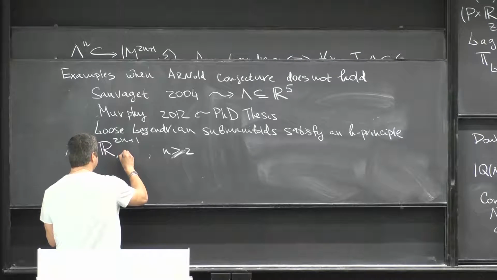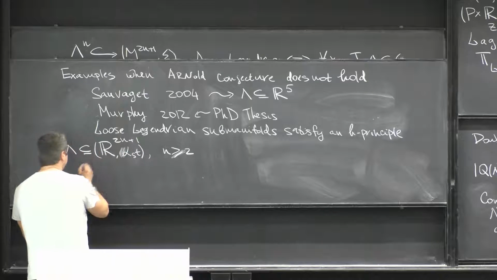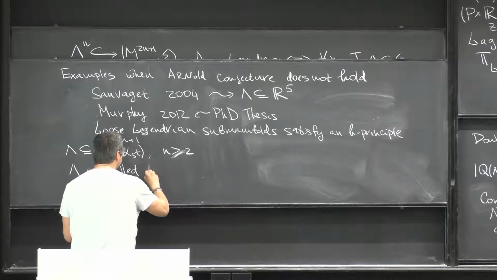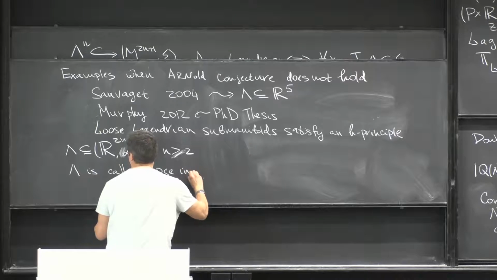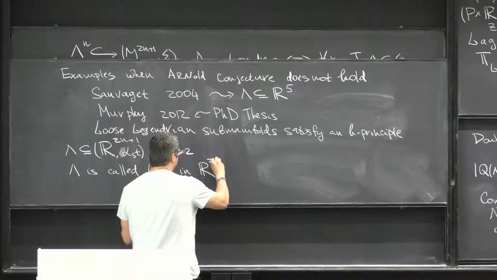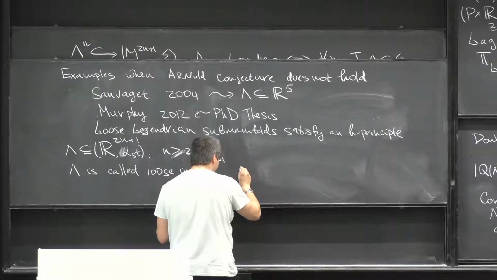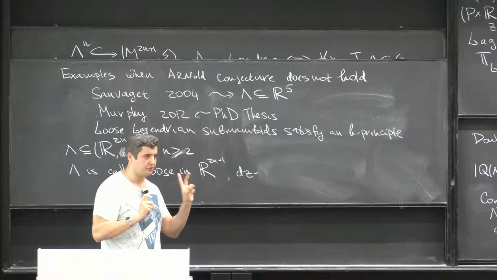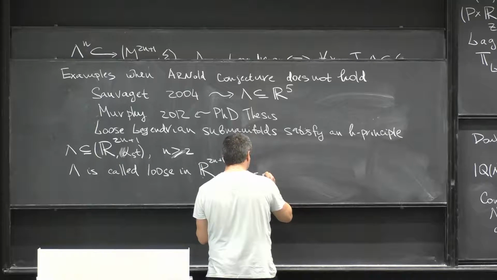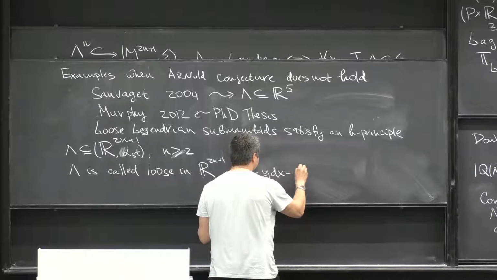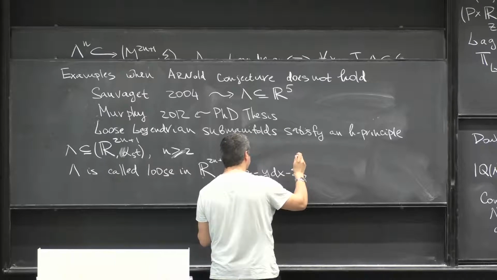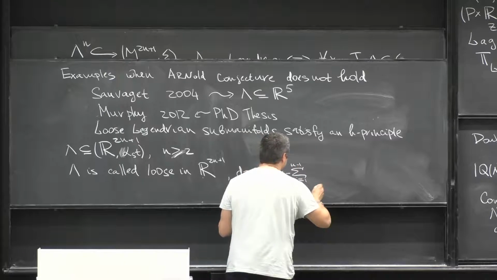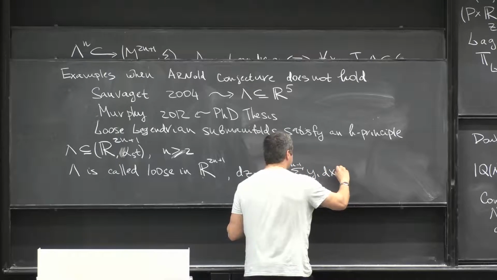Okay, so again, I should say that here we take a standard contact form. So we say that lambda is called loose in R to the 2n plus 1. And here I will write this form in a slightly non-standard way. So I need to have two preferred coordinates, x and y. So minus y dx minus the sum i from 1 to, let's say, n minus 1, y_i dx_i.